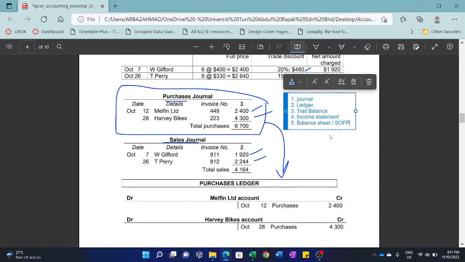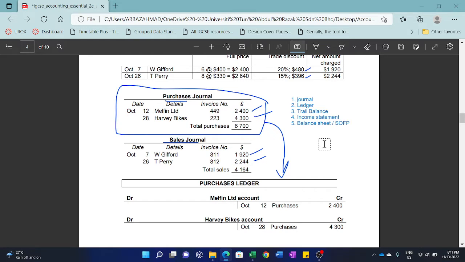Statement of financial position. This one is also called the comprehensive income statement, but we are not going to look at the terminology at the moment. Okay, so here we are done with this one.